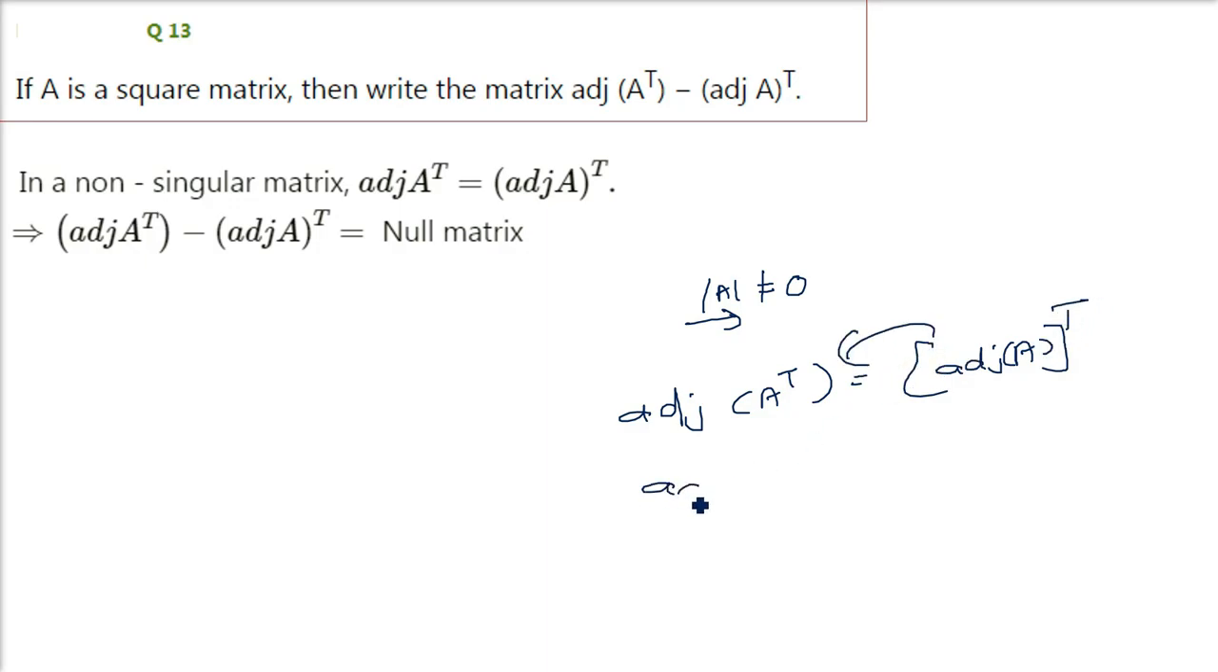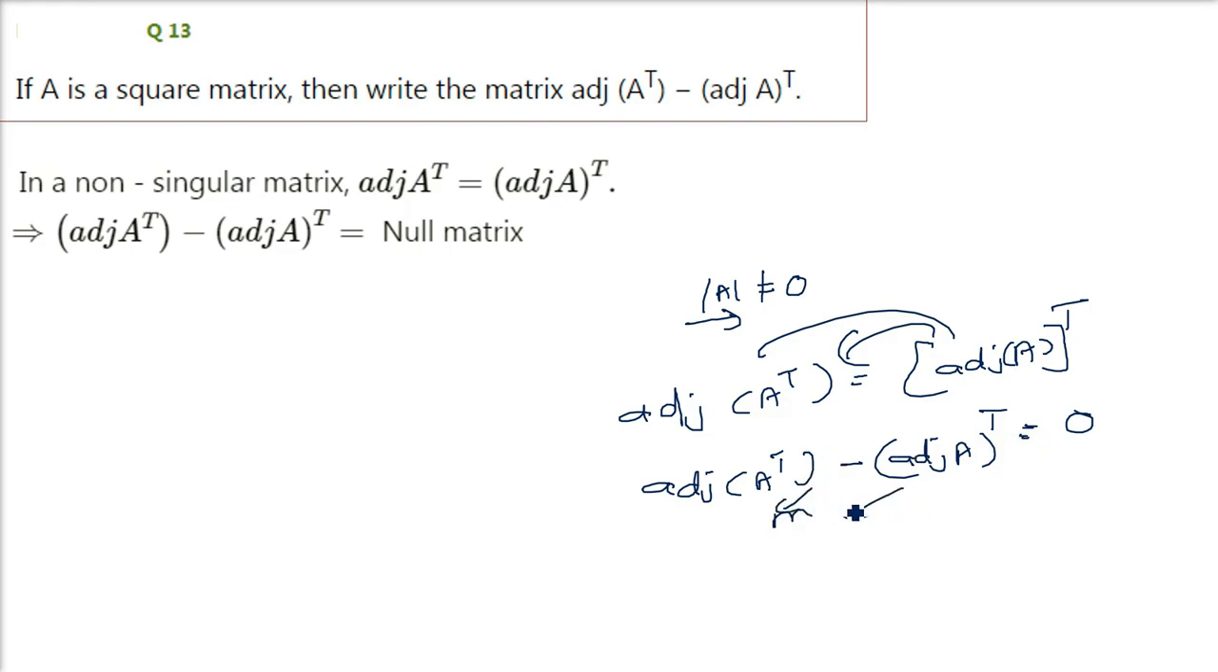When you take it on the left hand side, it is going to be not 0 but a null matrix, because these two are actually matrices. So the adjoint of A transpose minus the adjoint of A whole transpose is equal to a null matrix, because these all are matrices. So the answer will be a null matrix here. A null matrix is all about zeros. There is nothing in the matrix. All values are 0. Null matrix.